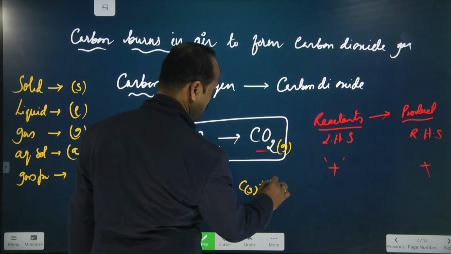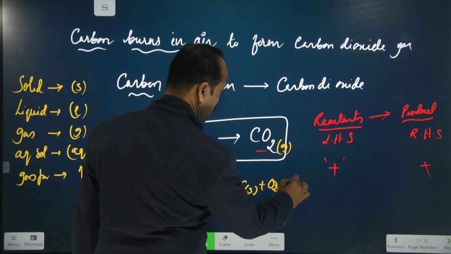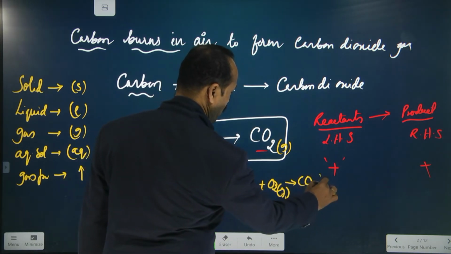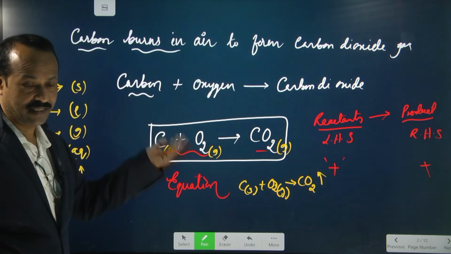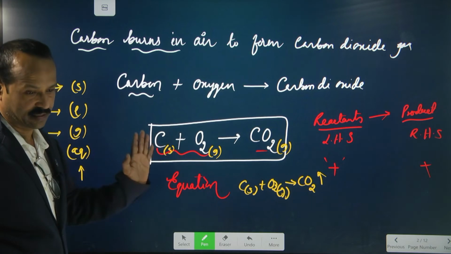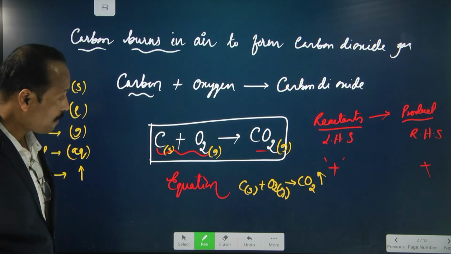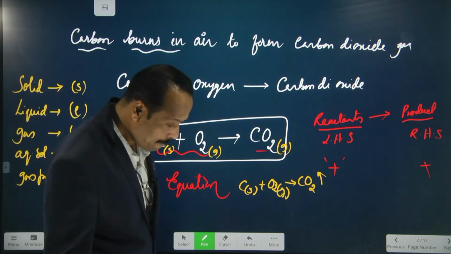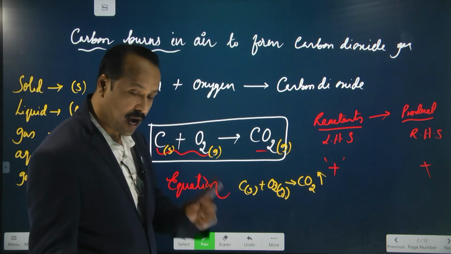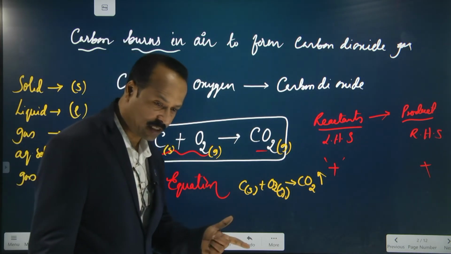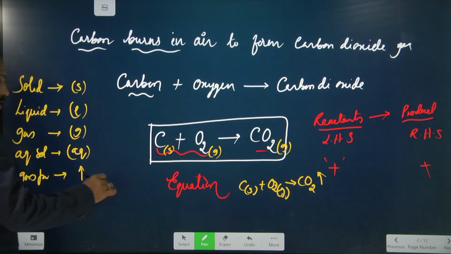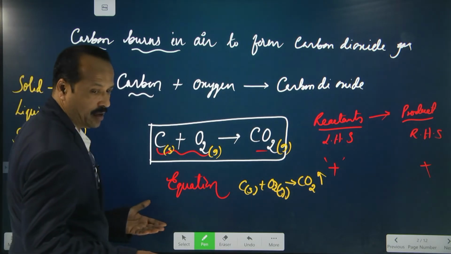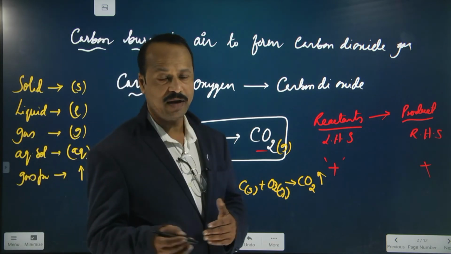C(s) plus O2(g) gives rise to CO2, and just give the arrow mark. If you give the arrow mark, it means that's a gas. Is this clear to you? Generally the arrow mark should be written on the product side only.